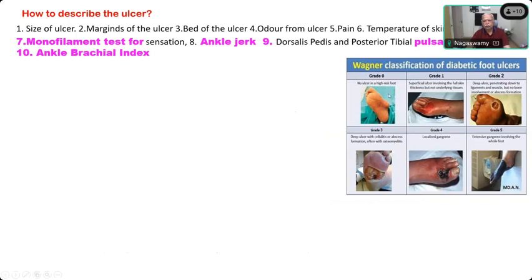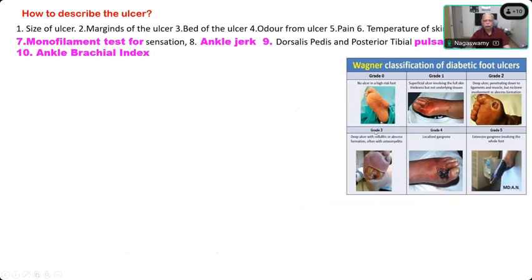This is the Wagner classification, grade 0, 1, 2, 3. So grade 0 is no ulcer at all. Grade 1 is superficial skin involving full thickness, but no underlying tissue is involved. Grade 2, like what we see here, is a deep ulcer penetrating down to the ligaments and muscles, but no bone involvement or abscess formation. Grade 3 is a deep ulcer with cellulitis and abscess formation. Then grade 4 is localized gangrene itself, and grade 5 is extensive gangrene involving most of the foot.